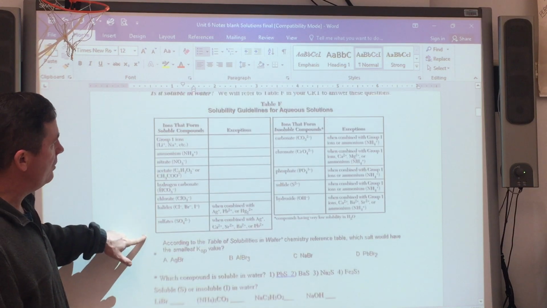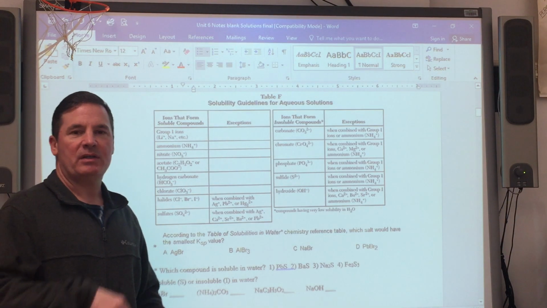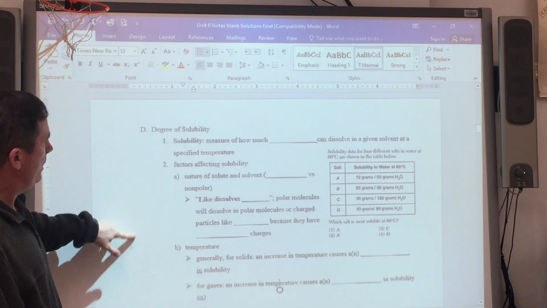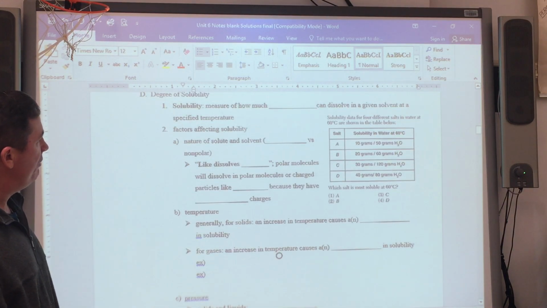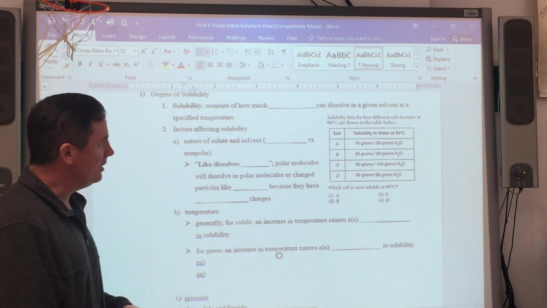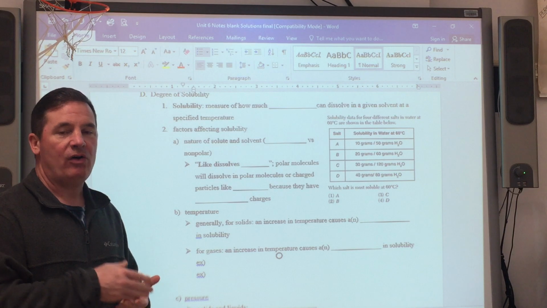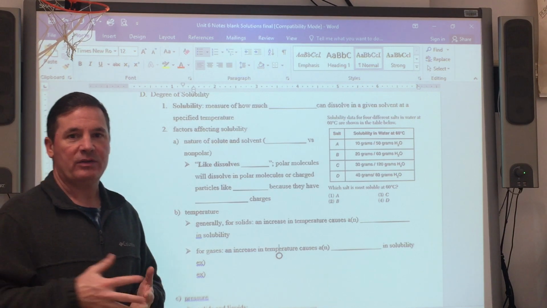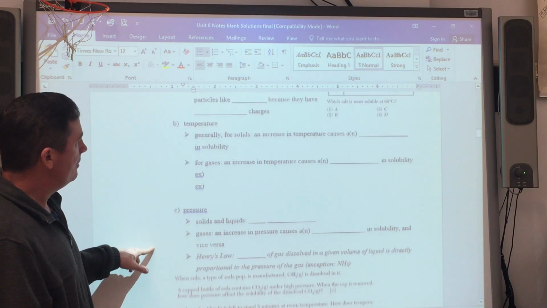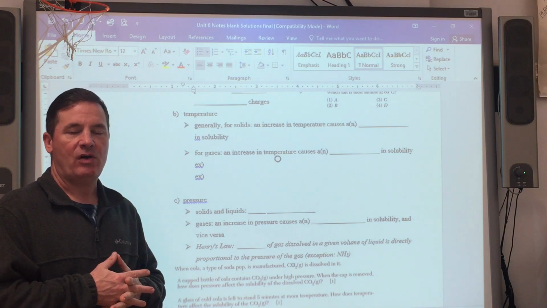And we also worked with Table F, using this chart to determine what would be soluble in water or not. Okay? And the things that affect solubility is something we also learned. Remember that like dissolves like, in that polar molecules like water will dissolve things that are charged or partially charged, like polar molecules. Temperature also affects it. In general, the warmer the temperature, the more it's going to dissolve.